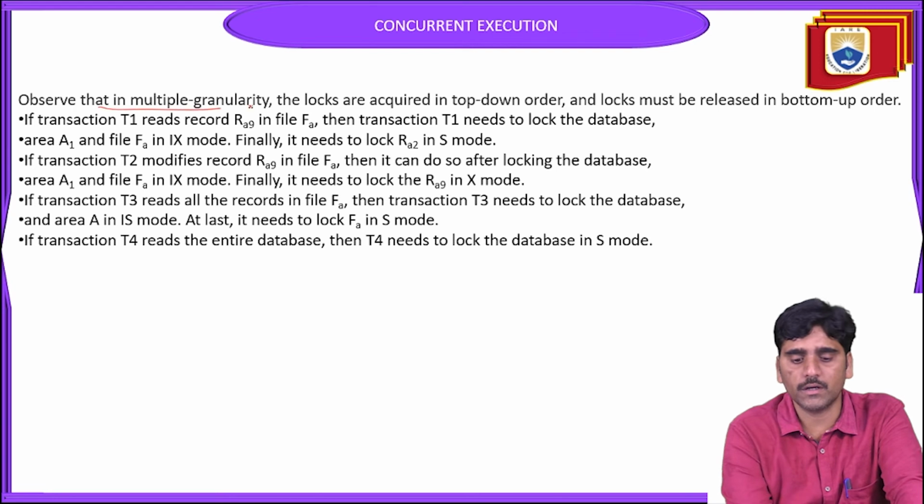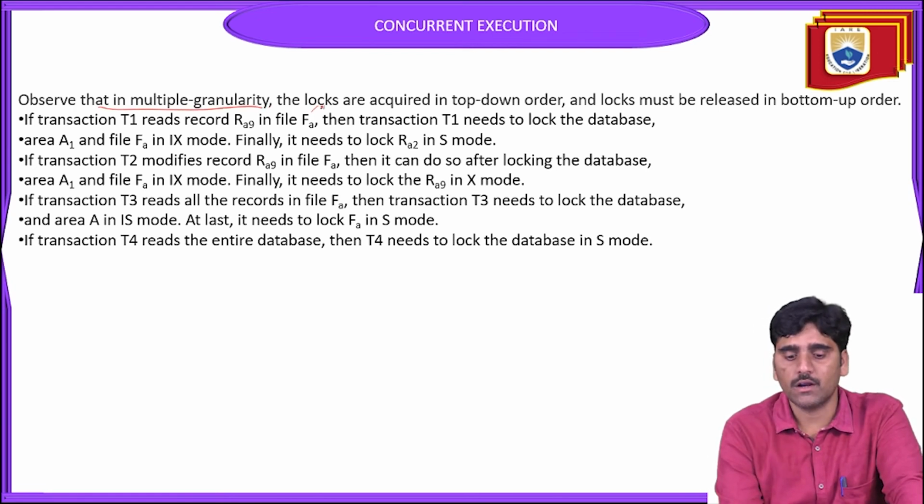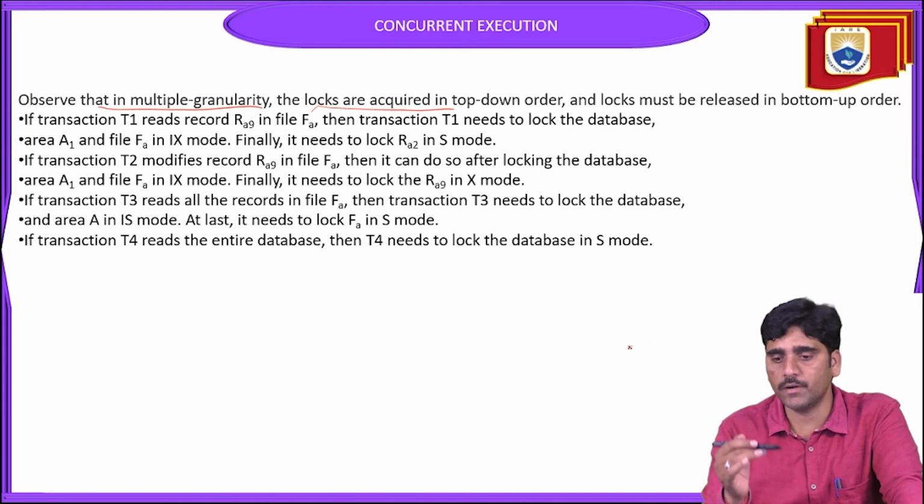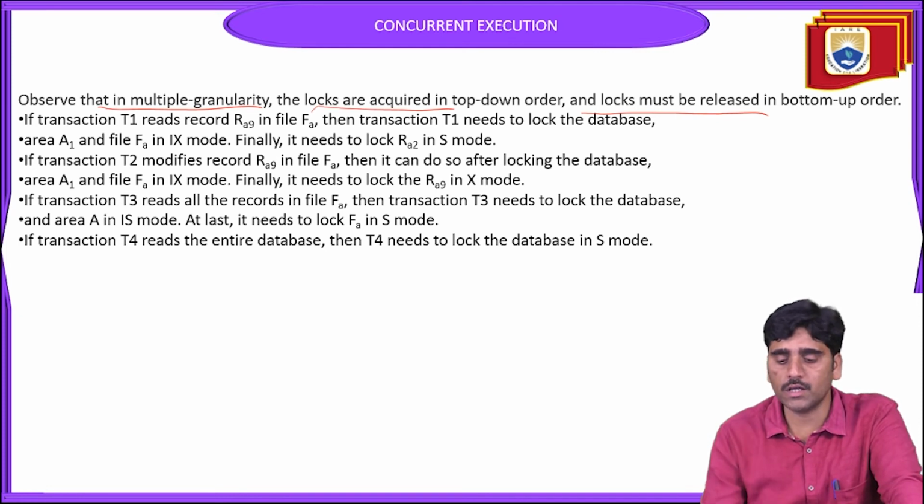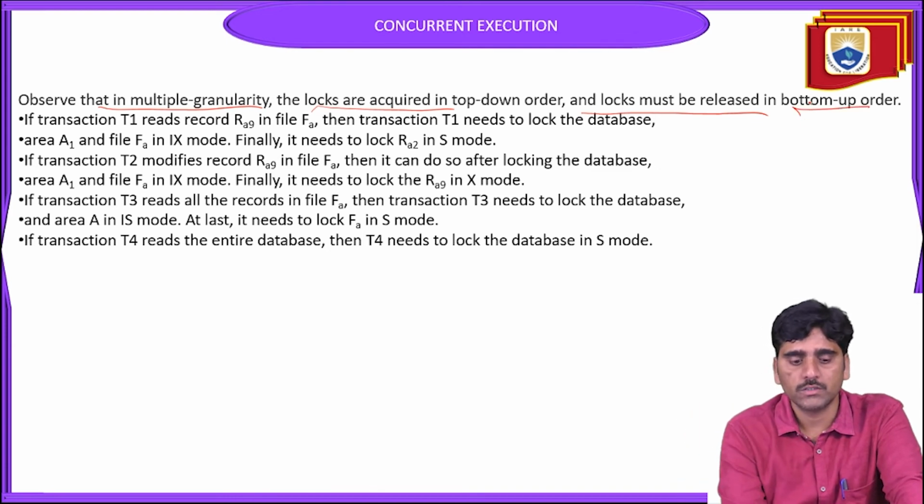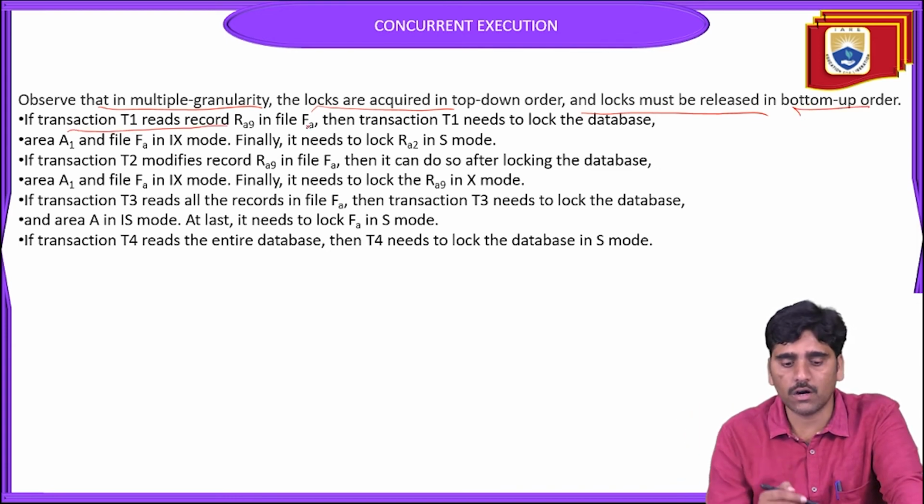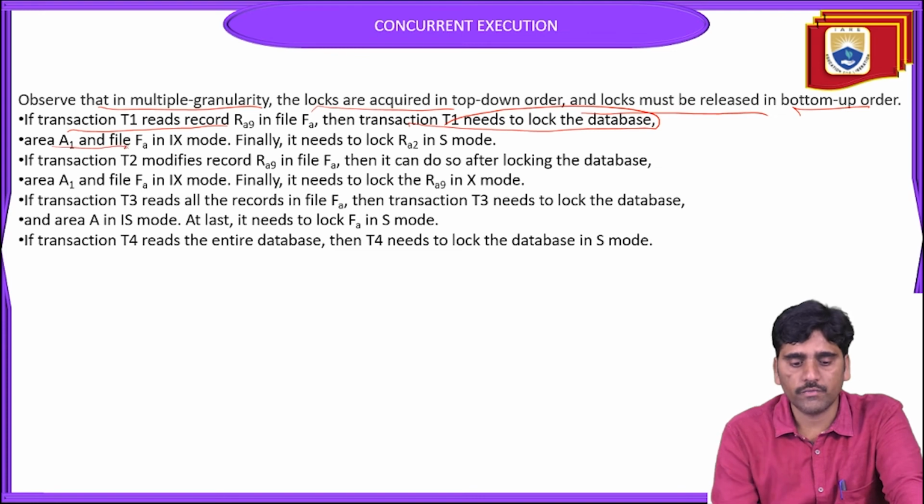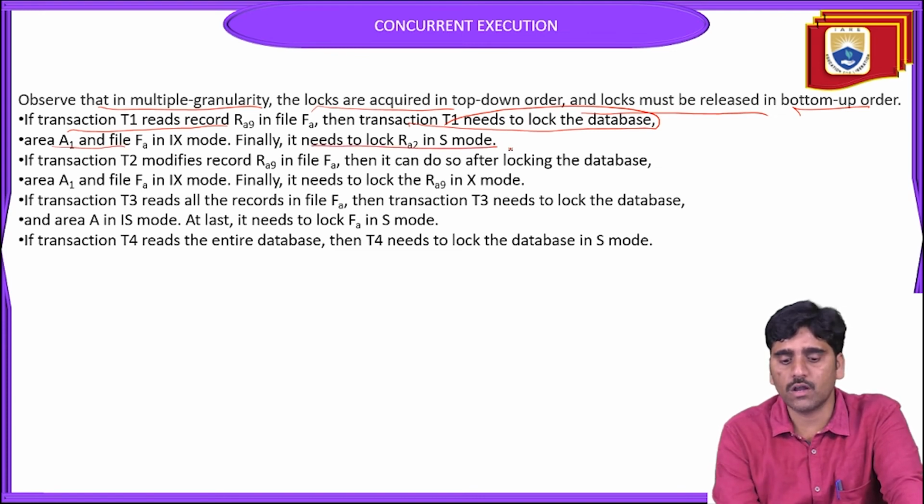Observe that in multiple granularity, the locks are acquired in top-down order, and the locks must be released in bottom-up order. So we apply the locks from top-down order and release the locks from bottom-up order. If transaction T1 reads a record in a file, then the transaction T1 needs to lock the database and area, and then the file, in intentional mode. Finally, it needs to lock the record in R mode and S mode.